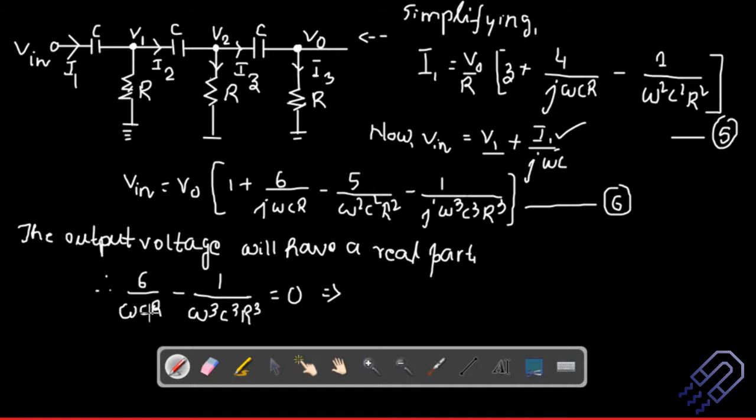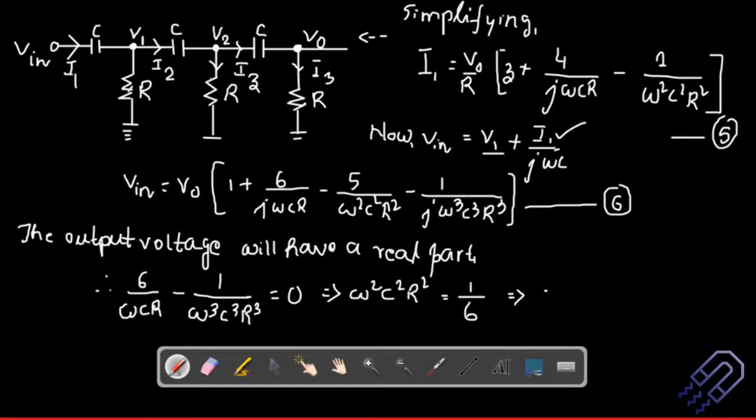And what you can do is you can take omega CR common, and then you multiply it with 0. But what you are left with is omega square C square R square is equal to 1 by 6. So now you take it on one side and do the calculation accordingly to get this. I think it's quite simple now, and we are slowly getting towards that.